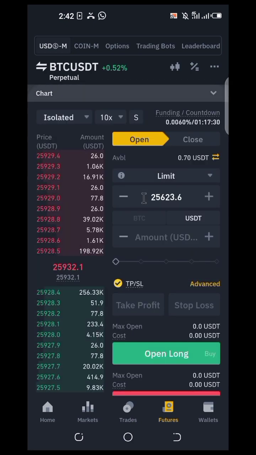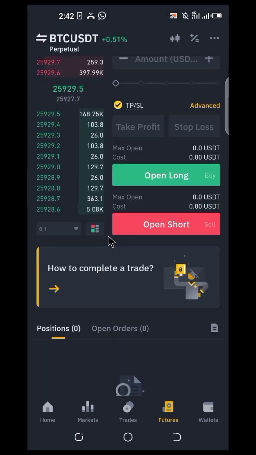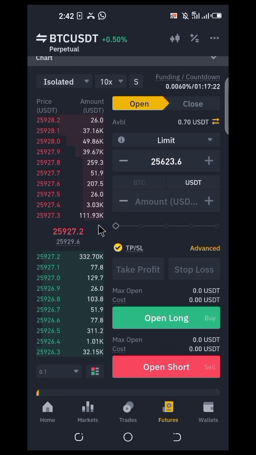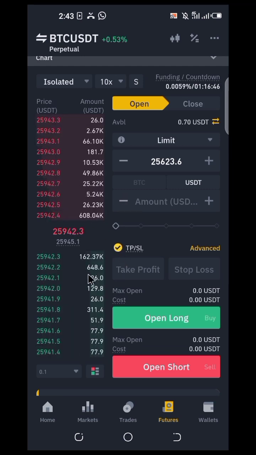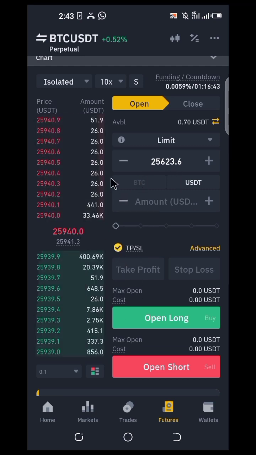Guys, that is all you need to know as a beginner before you start trading in the Binance futures market. Since we are done with all the settings and everything we need to know on this platform, we are going to be discussing how to make money on this platform.